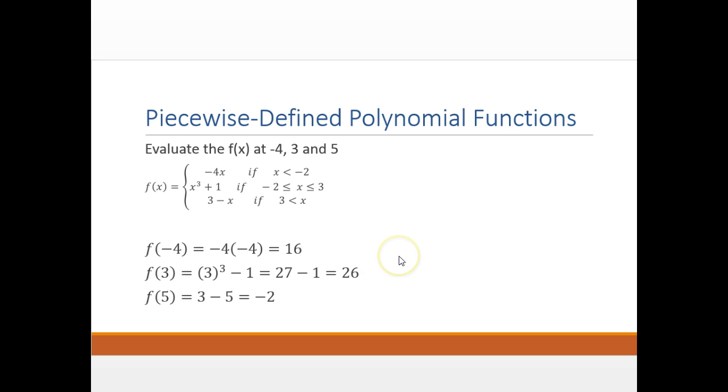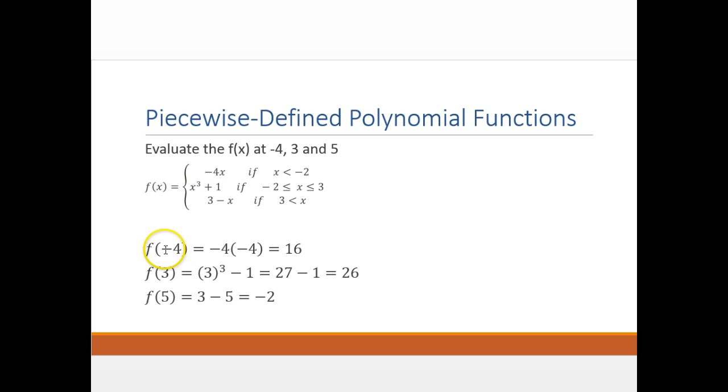Last thing we want to look at is piecewise defined polynomial functions. We've already done some of this. Remember, we sometimes have to define a function on multiple pieces. Remember the intervals to the right define the domains, and the pieces on the left define the actual function the way we have it defined.